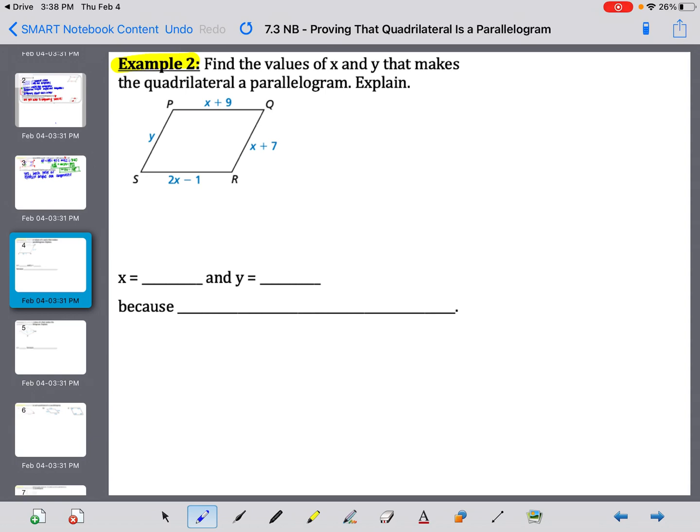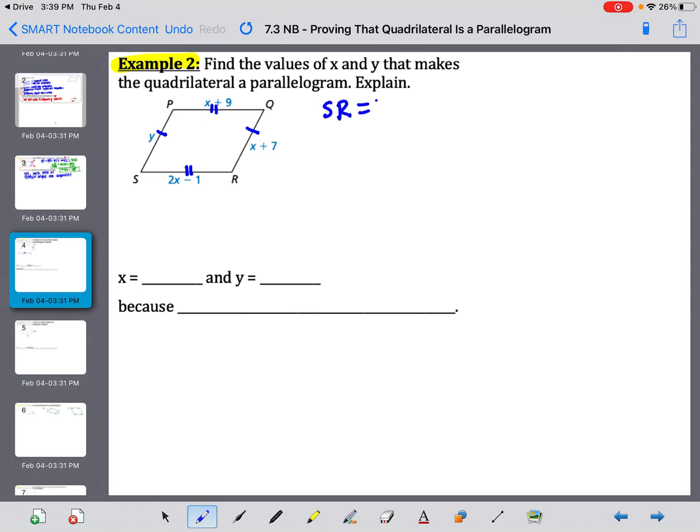So we don't know that it's a parallelogram, but I want to find the values that make it one. And I see when I look at my expressions for x and y, they're on my sides. And I know that my opposite sides are parallel and they're congruent. Well, parallel is not going to help us, but the fact that my opposite sides are congruent will help me. So I know PS is congruent to QR and SR is congruent to PQ. So I have to be really careful to set the opposite ones equal to each other.